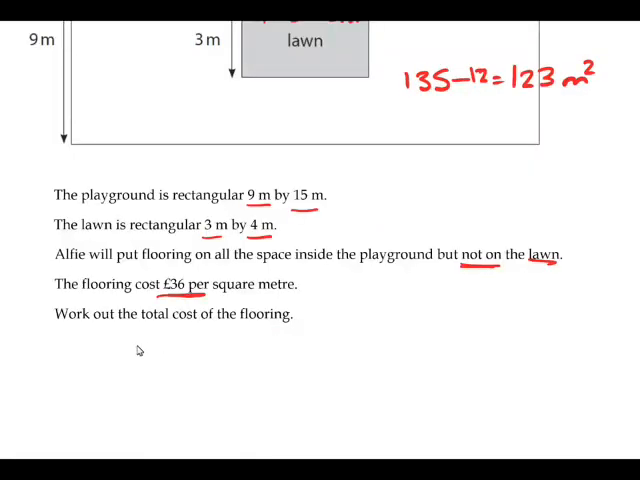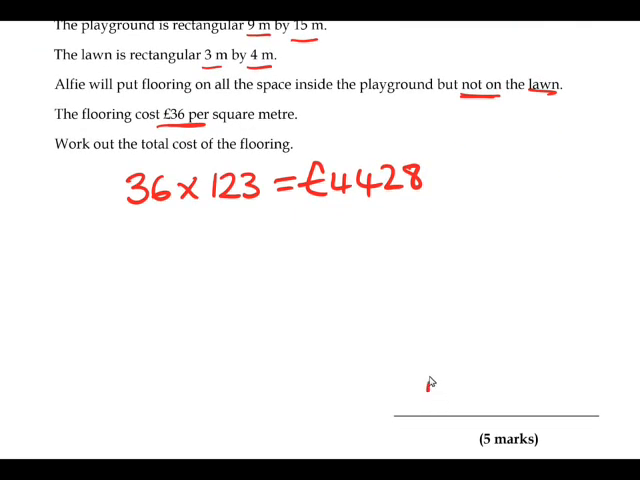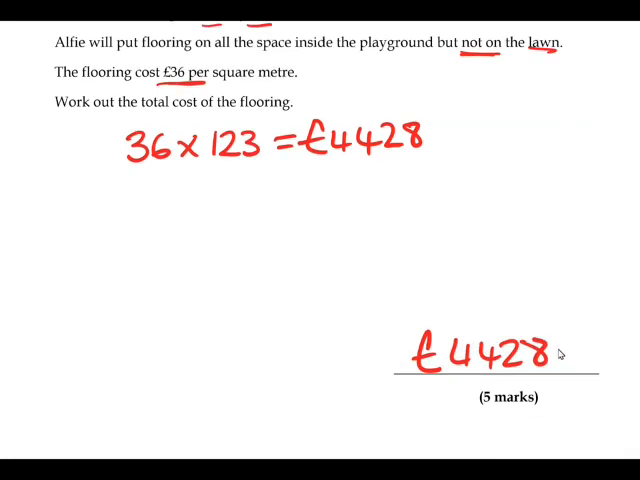So to work out the cost, we've got £30 times 123 square meters. Put this in our calculator. And that's £3,690 for the total cost. So put it on your answer line, and that's worth 5 marks.